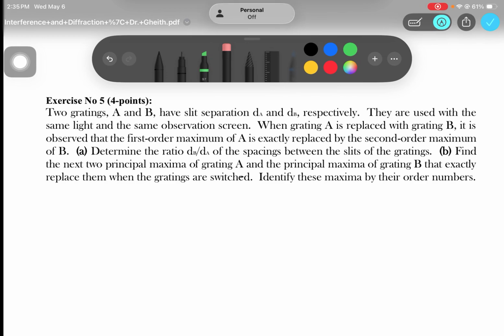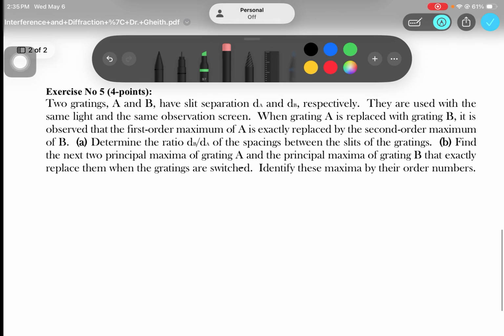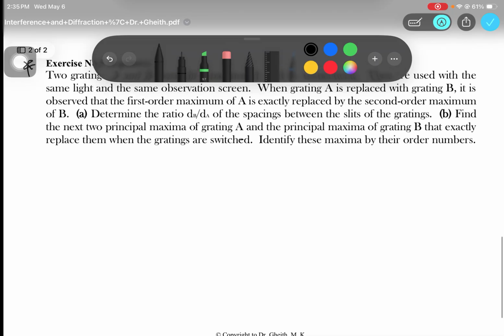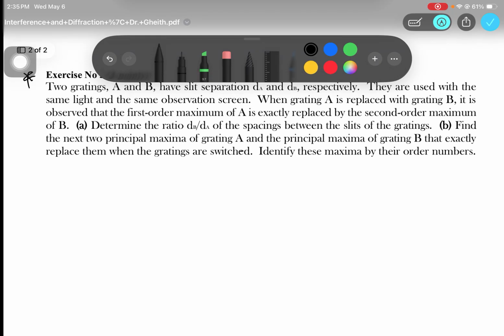Alright, now we're going to move to exercise 5. This is kind of important, so just give a little attention to it. We're going to write the first equation: d sine theta is m lambda. This is the first equation you need to know.